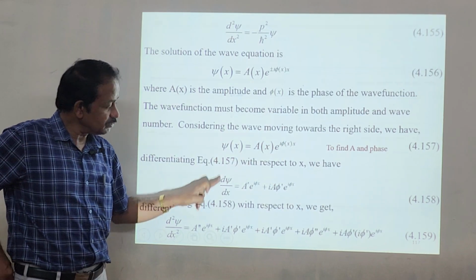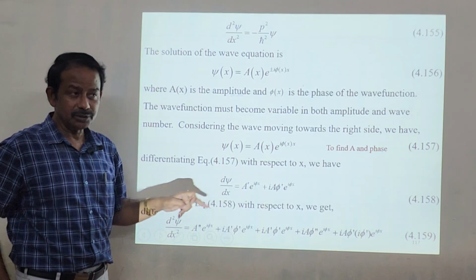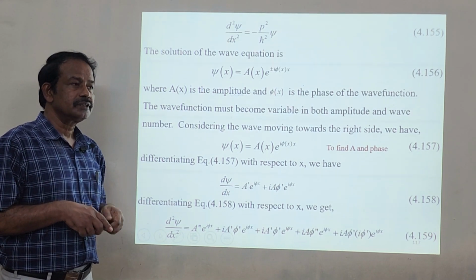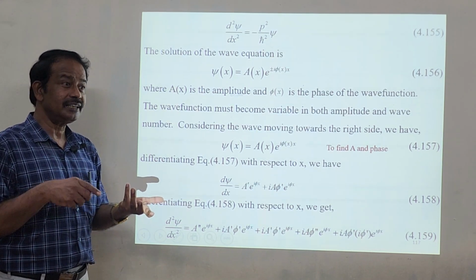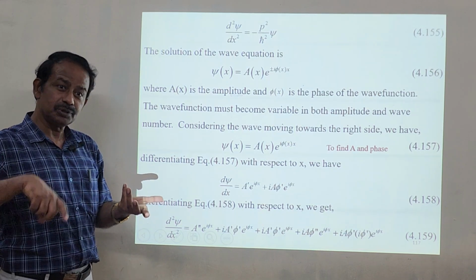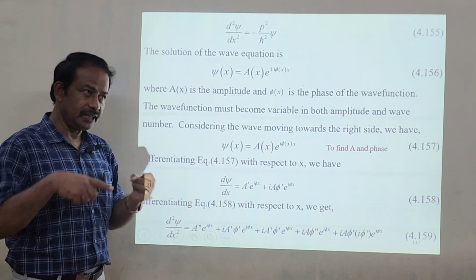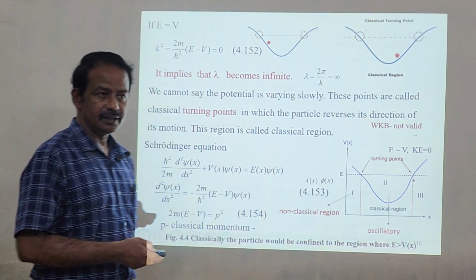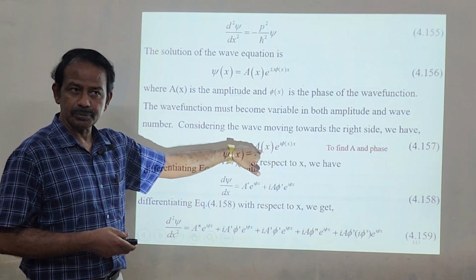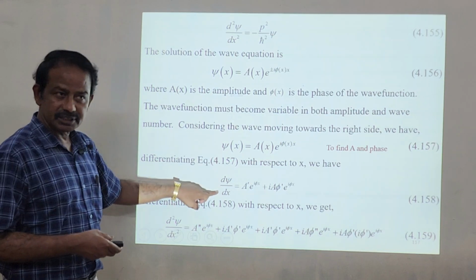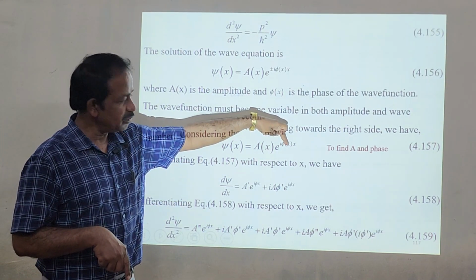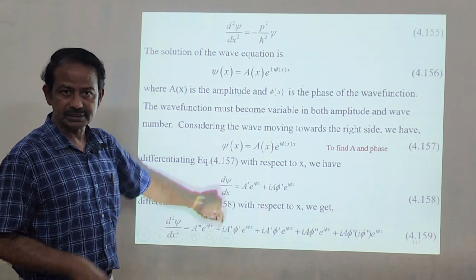Now you are going to differentiate with respect to x. Just now we discussed the potential which varies with the position. So A also will vary with the position, and similarly phi also will vary with the position. Both depend on position. So now you are going to differentiate with respect to x. Keeping this as constant, you differentiate this, and keeping this as constant, you differentiate this.